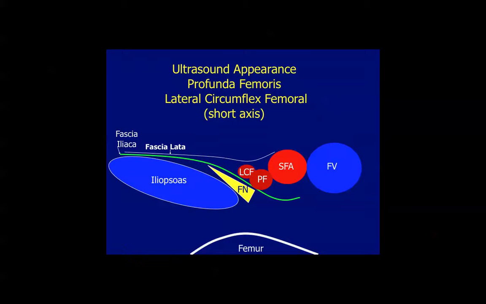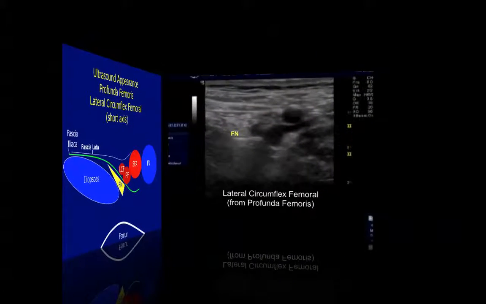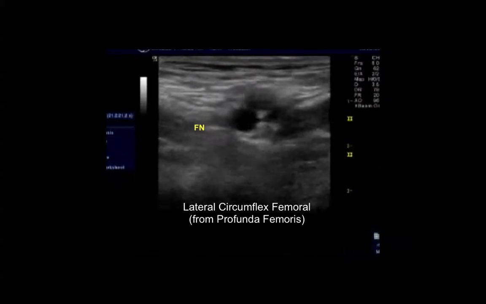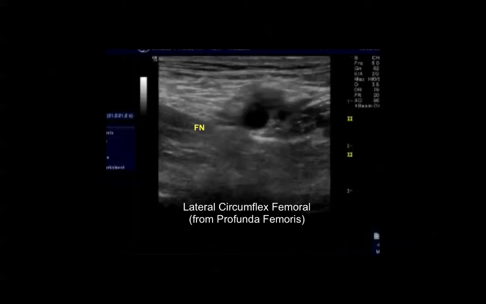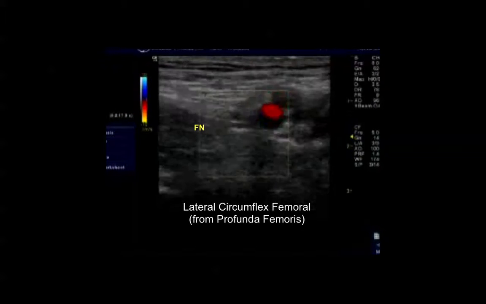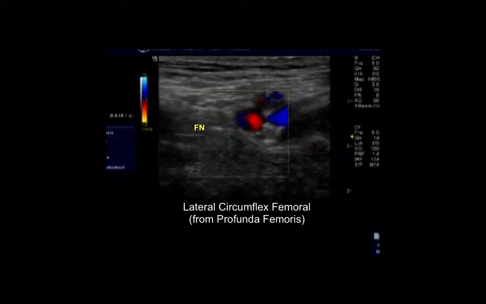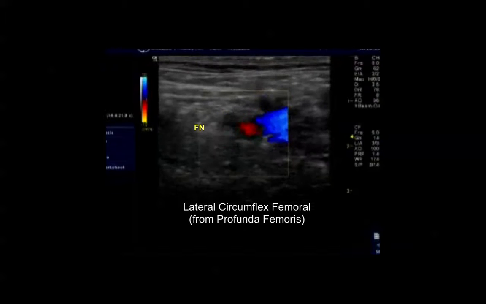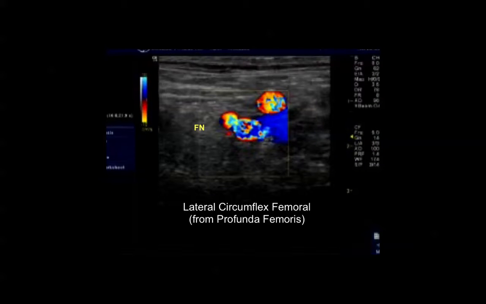This is an example of a lateral circumflex femoral artery which arises from the profunda femoris. This particular vessel is seen on short axis. Here we see it on ultrasound. What we're doing here is moving the transducer proximal and distal. As we move the transducer from proximal to distal, we see first the takeoff of the profunda femoris, and then from the profunda femoris we see the takeoff of the lateral circumflex femoral artery.